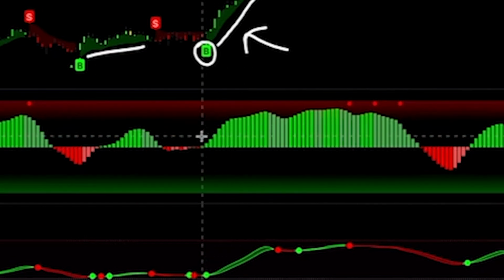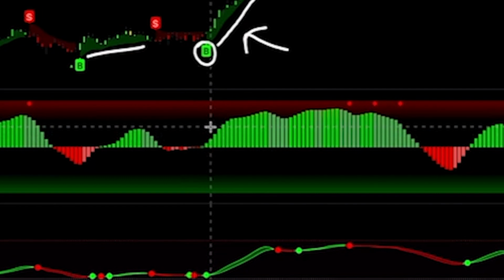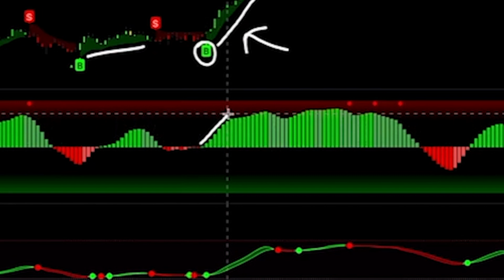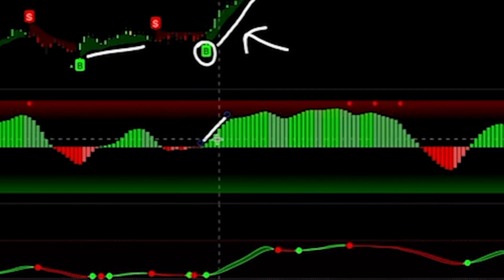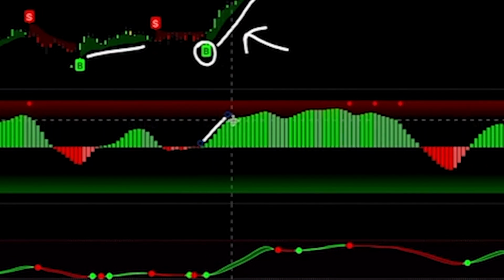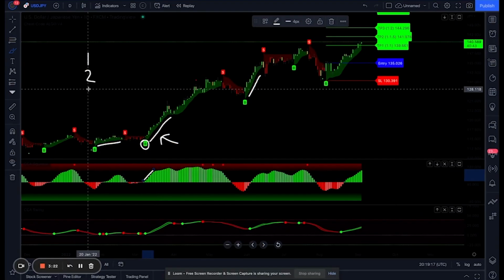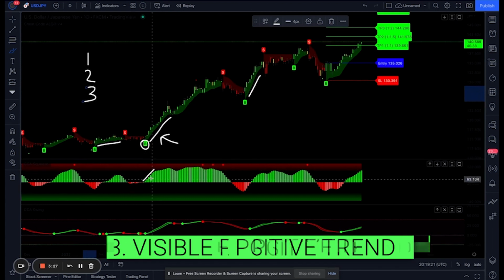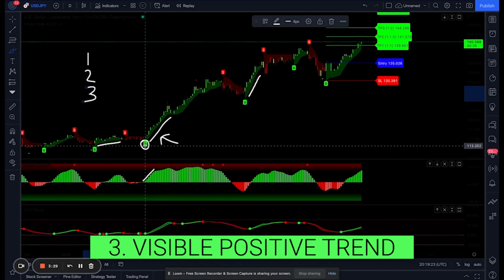So in order for us to take an entry to the upside, we're also going to want the squeeze to be a nice, bright lime green with the bars trending upwards. That gives us our third signal that we can potentially take a trade.